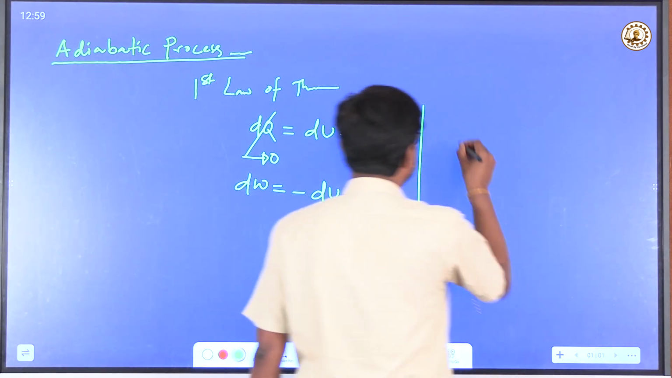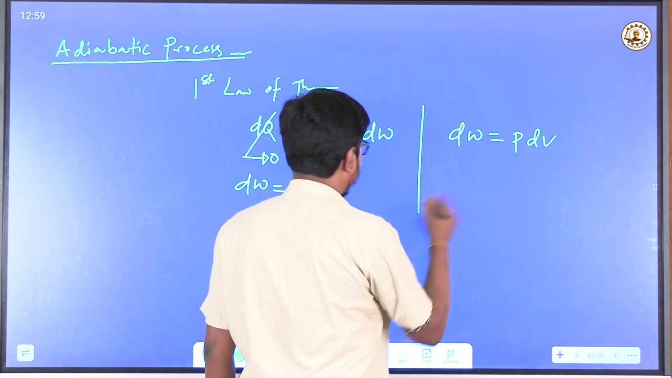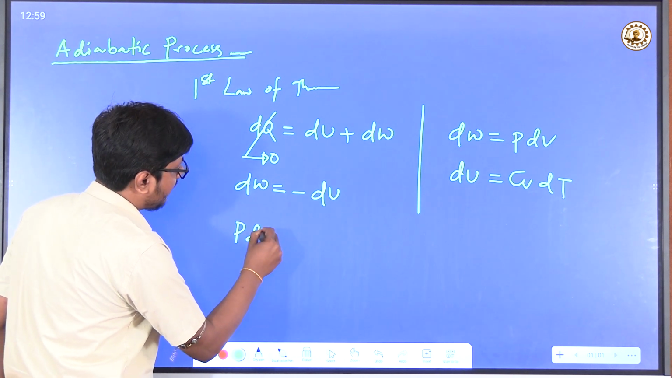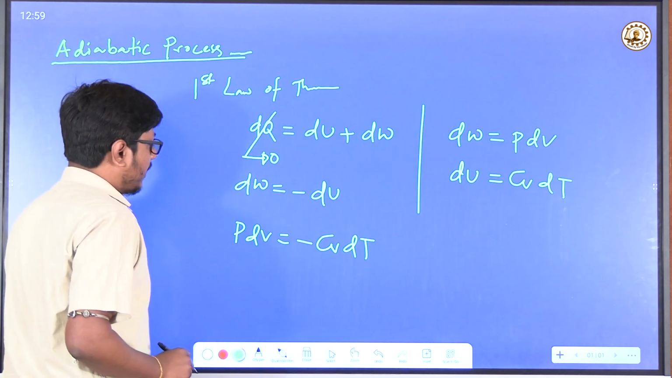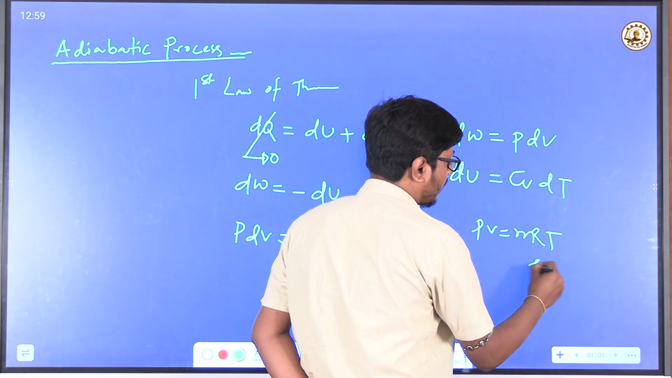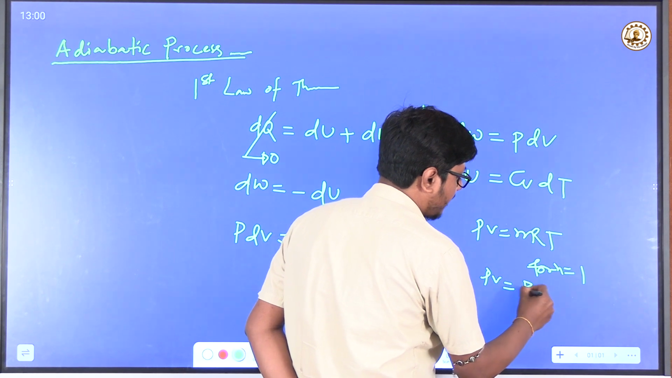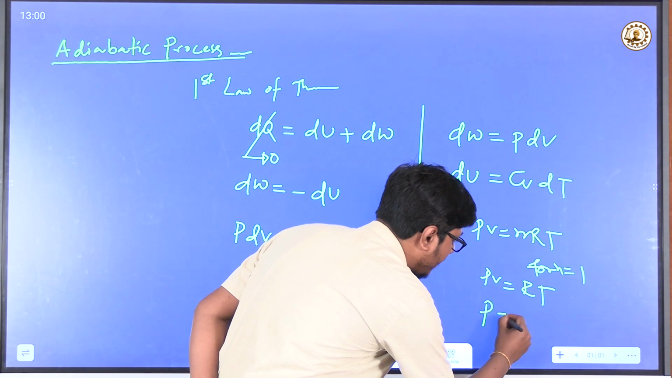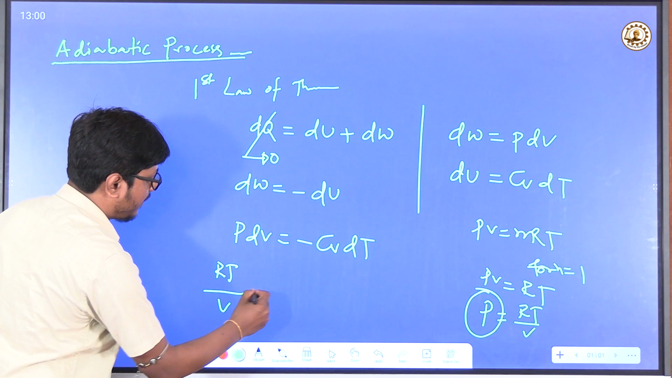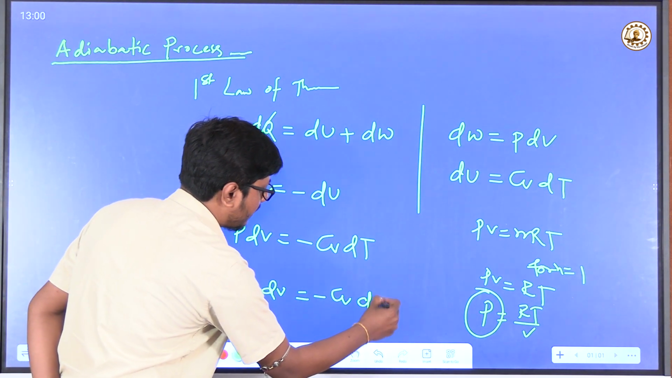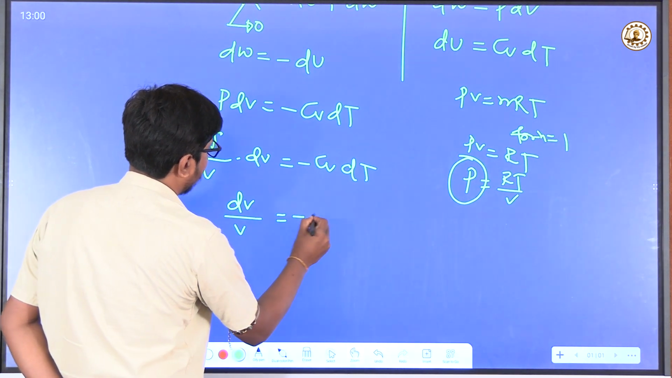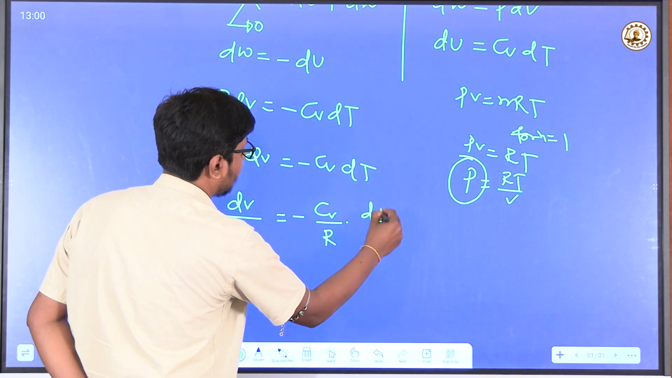Now from thermodynamics we know that dw is equal to pdv and du is equal to Cv dT. So we put this in, and that gives pdv equal to minus Cv dT. Now if we assume this is for an ideal gas, then pv is equal to nRT. For 1 mole of gas, n is equal to 1, so pv is equal to RT, and we replace p by RT by v. Putting this p value in the equation, RT by v into dv equal to minus Cv dT. Now we can rewrite the equation as minus Cv by R into dT by T.